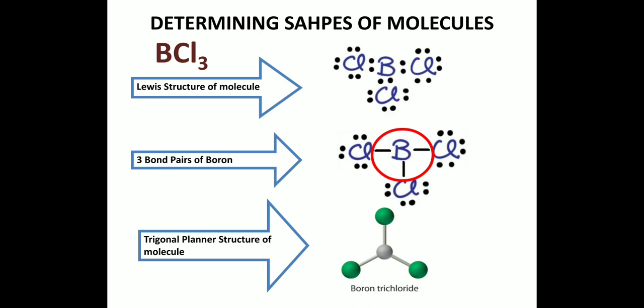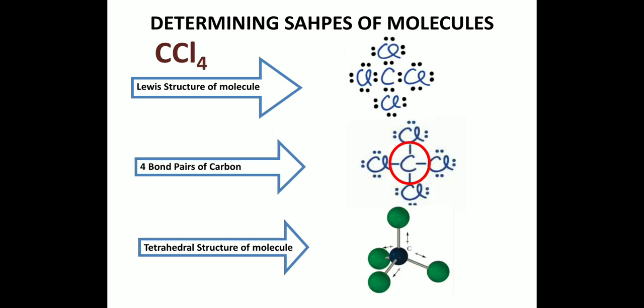Now boron trichloride. First, we draw the Lewis structure. Boron has 3 electrons in its valence shell. It makes 3 covalent bonds with chlorine. The covalent bonds are in the red circle. It makes a trigonal planar structure. It is a non-polar molecule because each chlorine and boron equally share electrons with each other. No side is present in this molecule where we see an unequal distribution of electrons. So it is a non-polar molecule.